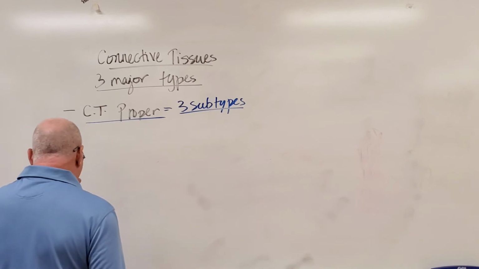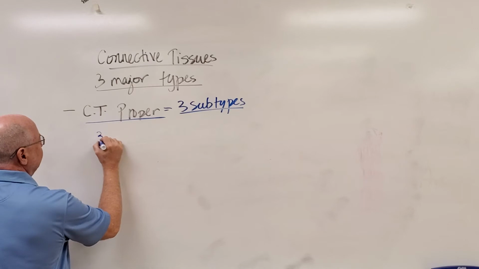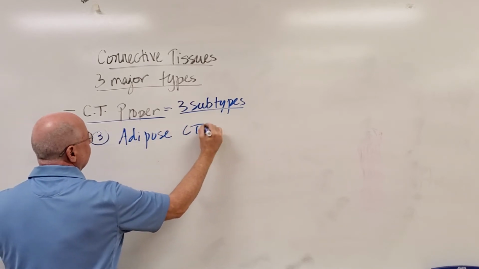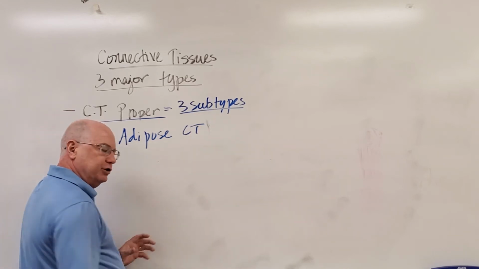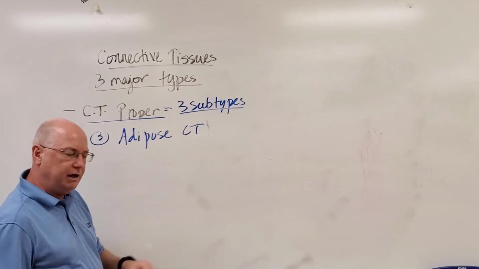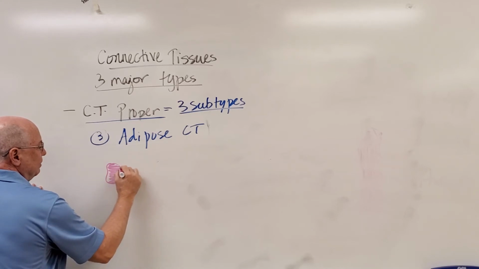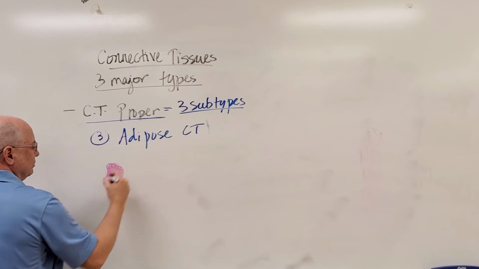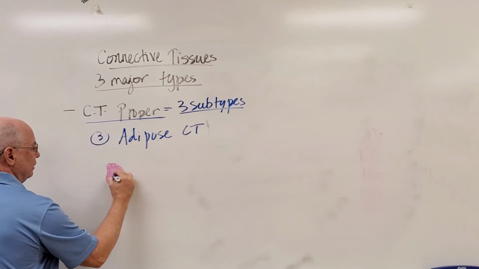So the third type of connective tissue proper we can look at is called adipose connective tissue, or some people just say adipose tissue. Adipose connective tissue, before I show you what it really looks like, imagine if I have a cell that has all this pink cytoplasm in it, and that cytoplasm is filled with the organelles, mitochondria, endoplasmic reticulum, and all of that, and in the middle of the cell, we have a nucleus.